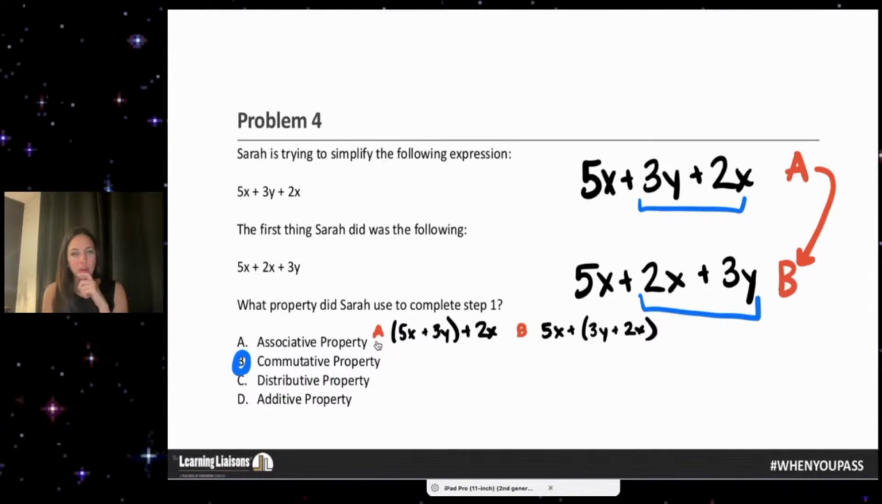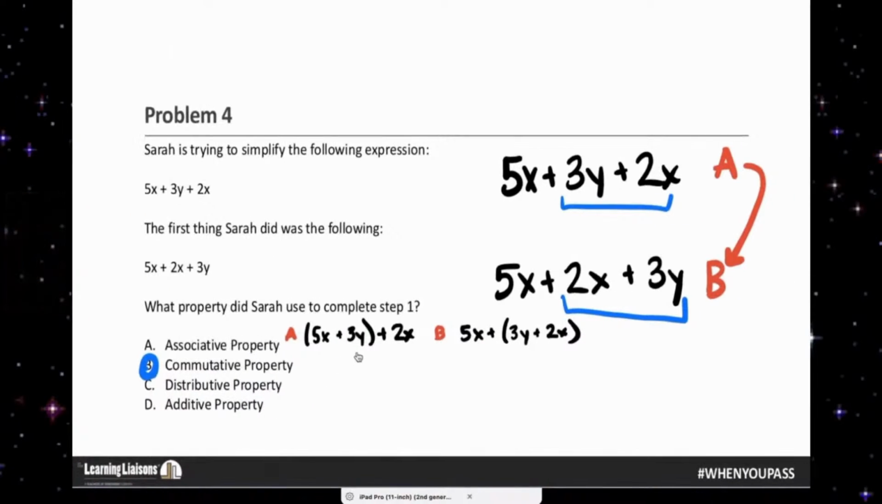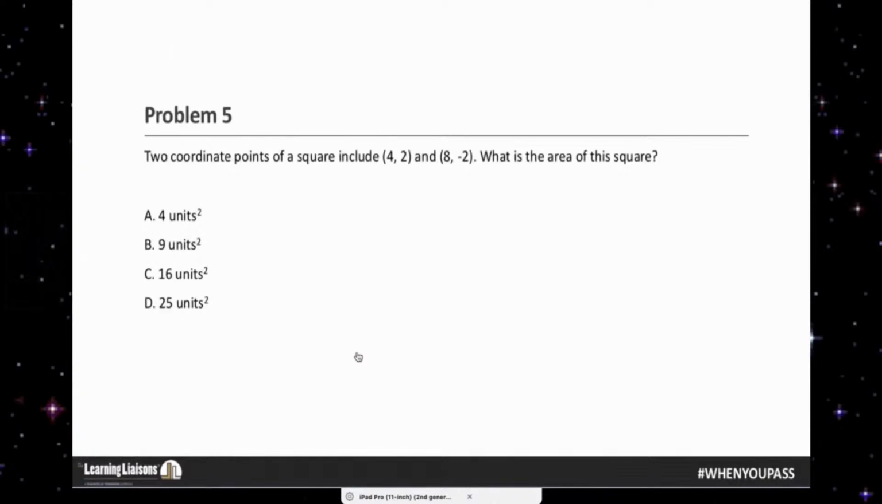All right, let's go on to problem number 5. 2 coordinate points of a square include 4, 2, and 8, -2. What is the area of this square?